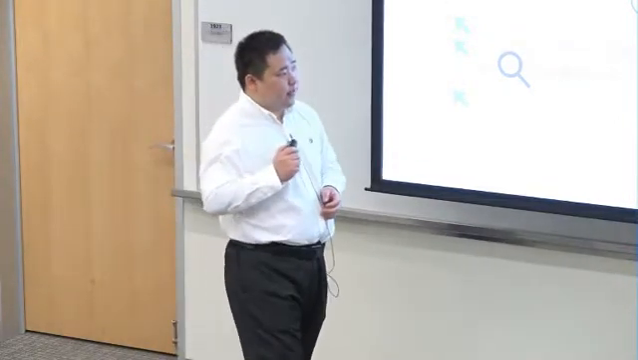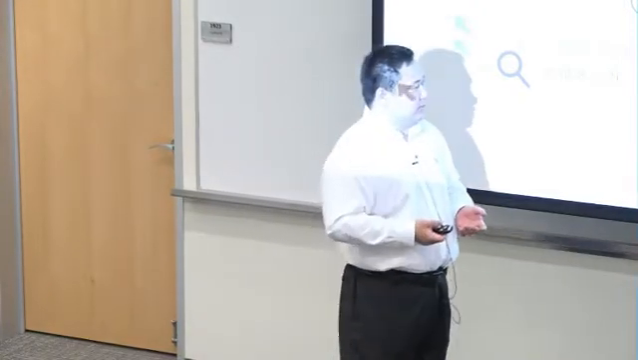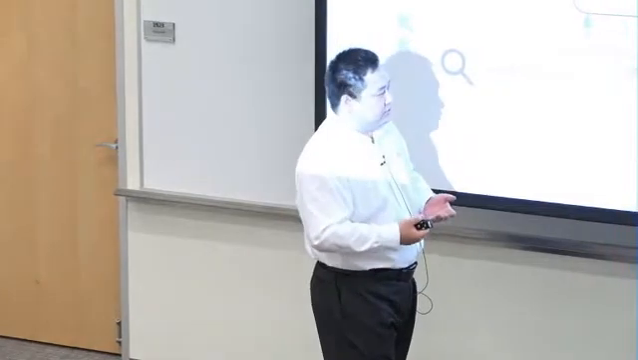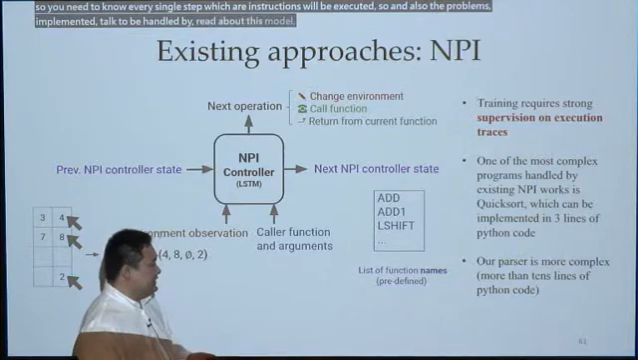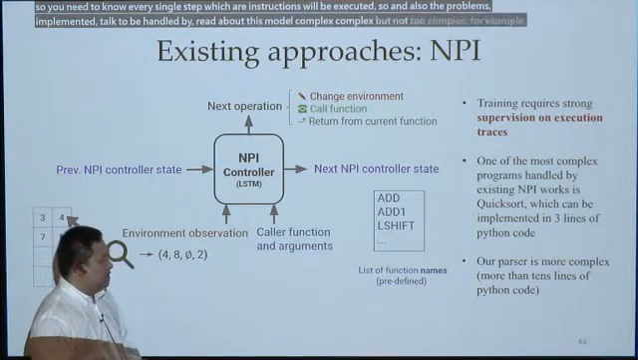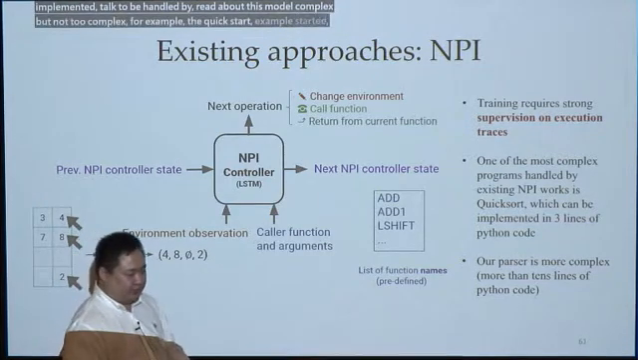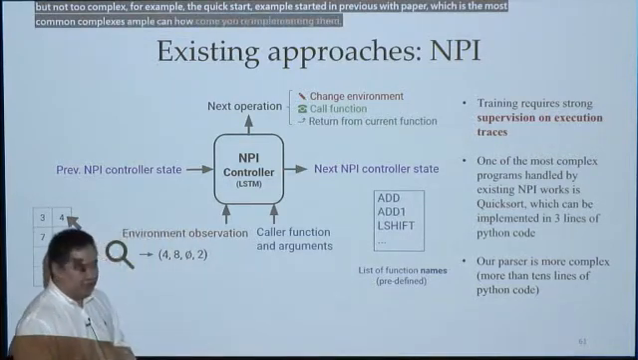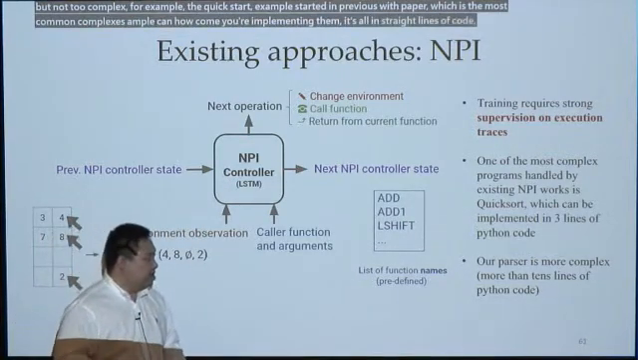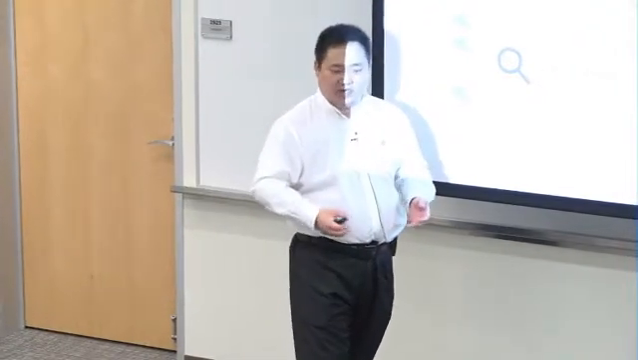Also, the programs handled by NPI are moderately complex, but not too complex. For example, the quicksort example studied in the previous paper, which is the most complex example, can be implemented in Python in 3 lines of code. But in our case, our parser needs at least tens of lines, and one of the examples requires more than 100 lines of code to implement the full parser. I'm not even counting the other auxiliary functions that make the implementation simpler.